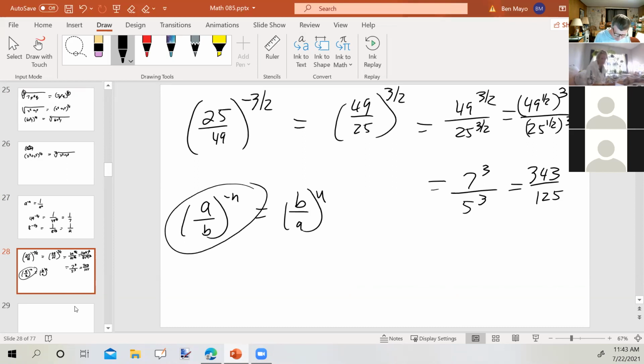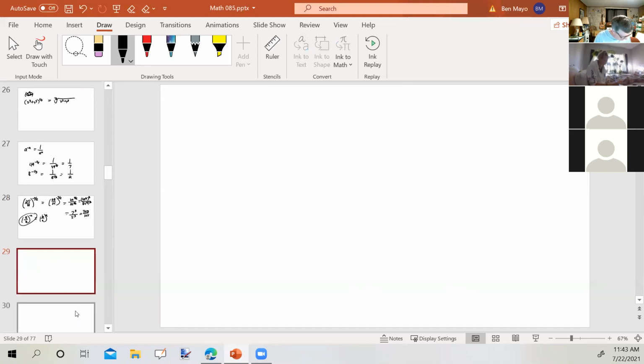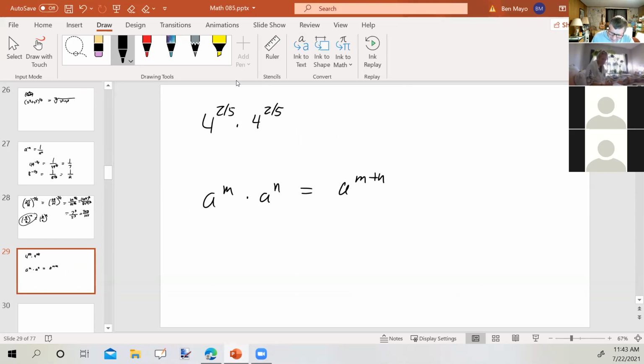Okay, how about this? 4 to the 2/5 power times 4 to the 2/5 power. Well, again, the rule is if you're multiplying two powers with the same base, you add the exponents. So if I had x cubed times x to the 4th, that would be x to the 7th. Here I'm multiplying two powers with the same base, so this is going to be 4 to the 2/5 plus 2/5, which is 4 to the 4/5 power. So I'm adding the exponents.